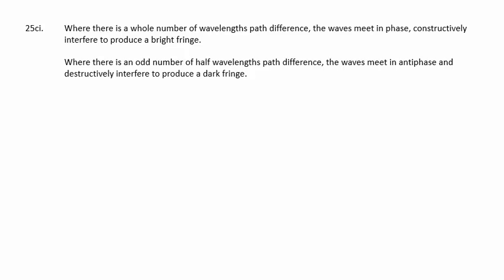In part C, we have a laser placed close to two slits. In part 1, we're asked to explain why the bright and dark fringes are observed on the screen. Well, where there's a whole number of wavelengths path difference, the waves will meet in phase, constructively interfere, and produce a bright fringe. Where there is an odd number of half wavelengths path difference, they meet in antiphase, destructively interfere to produce a dark fringe.